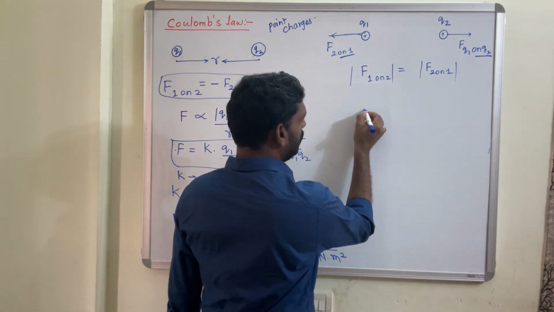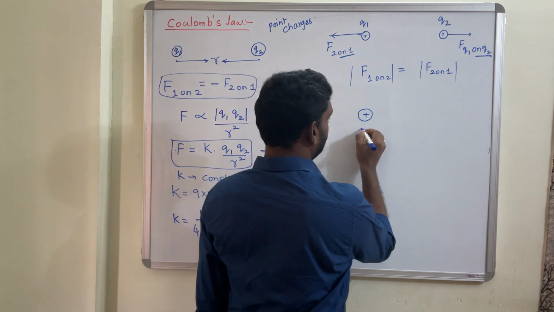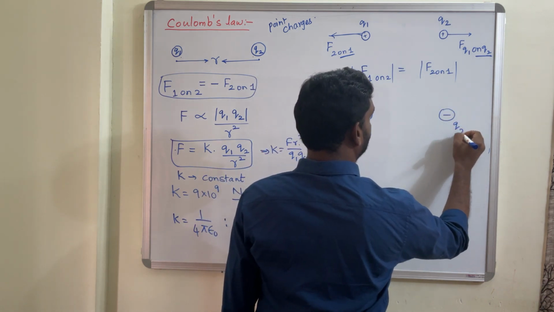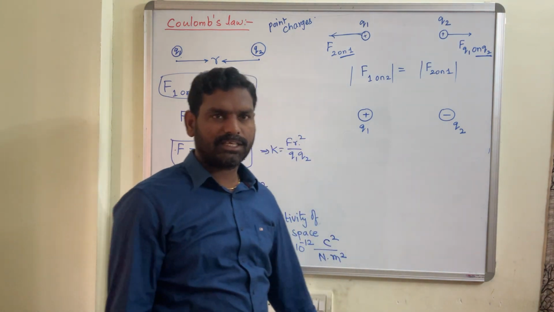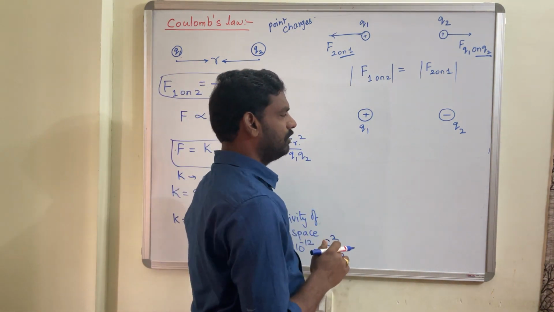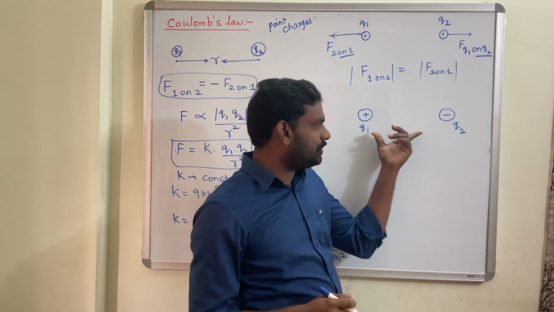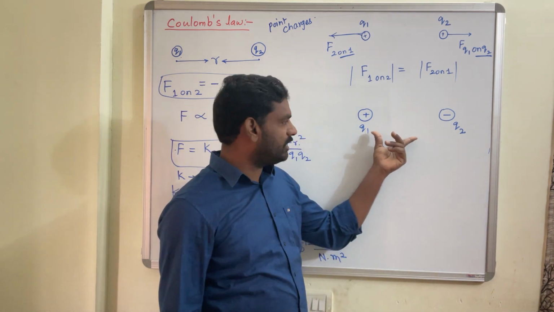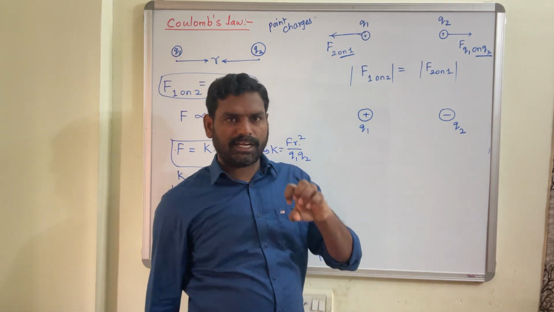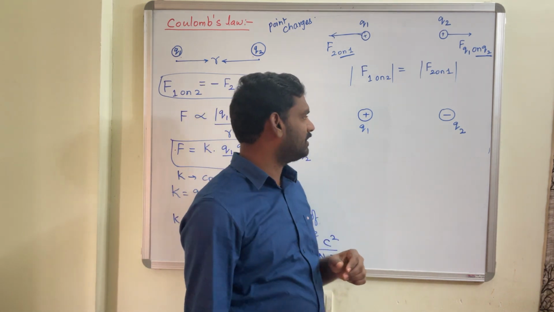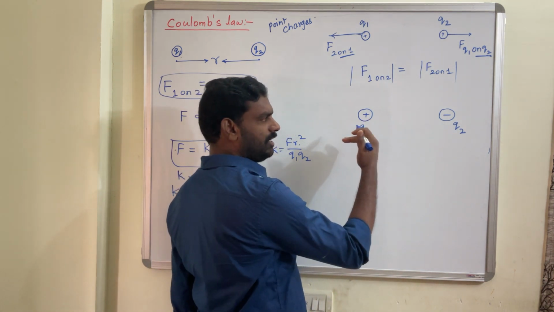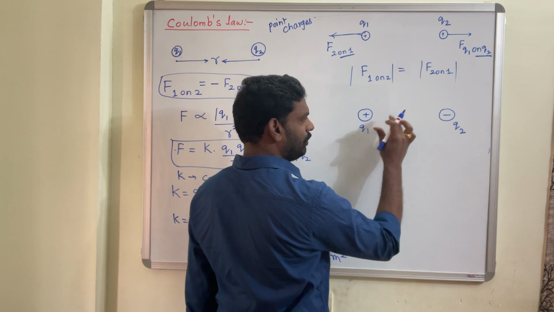Suppose I explain one more case. Let us consider Q1 is positive and Q2 is negative, because we should find the direction of the force also. These two are unlike charges. As we explained in the previous lecture, there exists an attractive force between unlike charges, so the positive charge will attract the negative charge. So, the force exerted by Q1 on Q2.